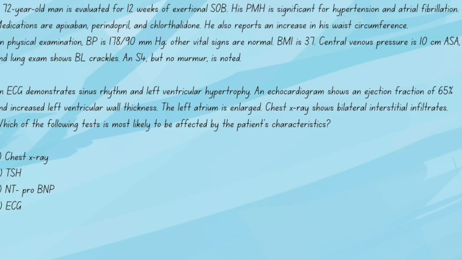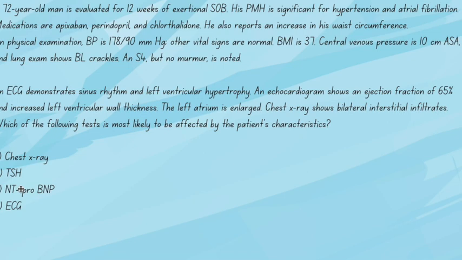Okay, let's do this question. A 72-year-old man evaluated for 12 weeks of exertional shortness of breath. Stop right there and please read the question. Which one of the following tests is most likely to be affected by the patient's characteristics? Chest x-ray, TSH, NT-proBNP, ECG. Okay, so first I have to know what the diagnosis is. Then I have to pick up the patient's characteristics and know which one of these will be affected by that. Okay, so it's a 2 or 3 step question. Now let's go and read the question.